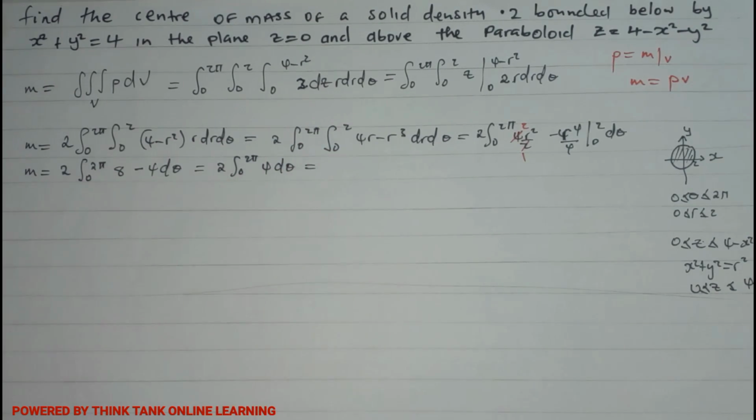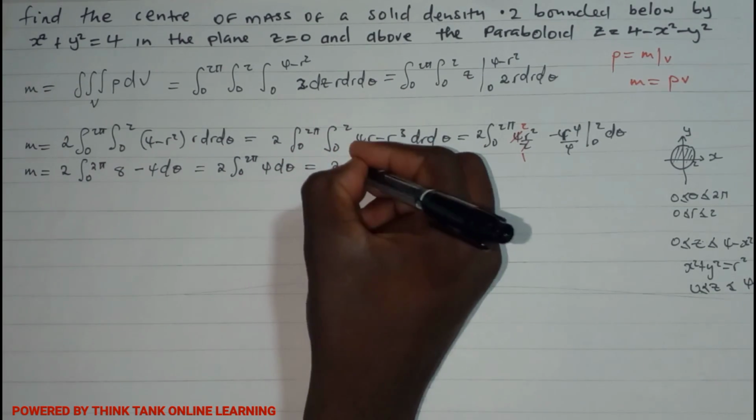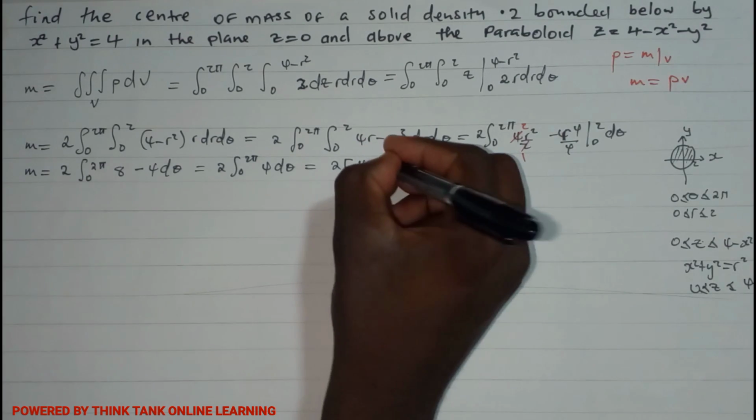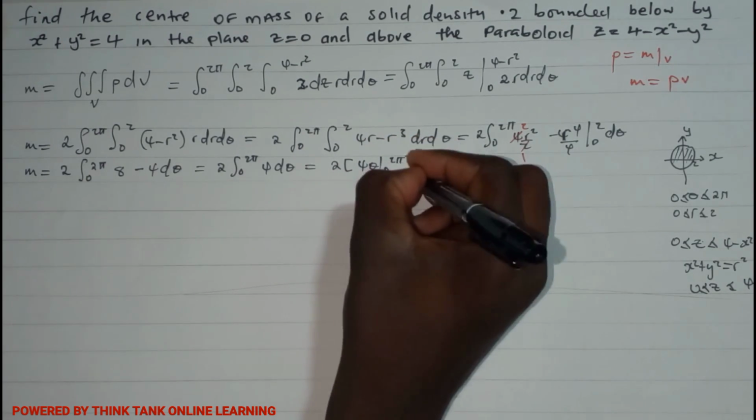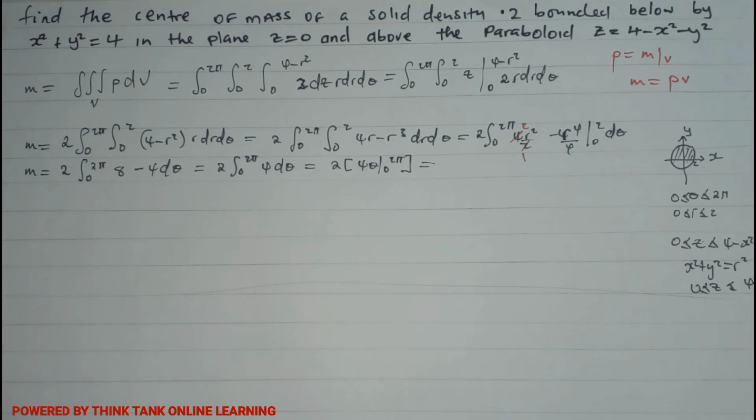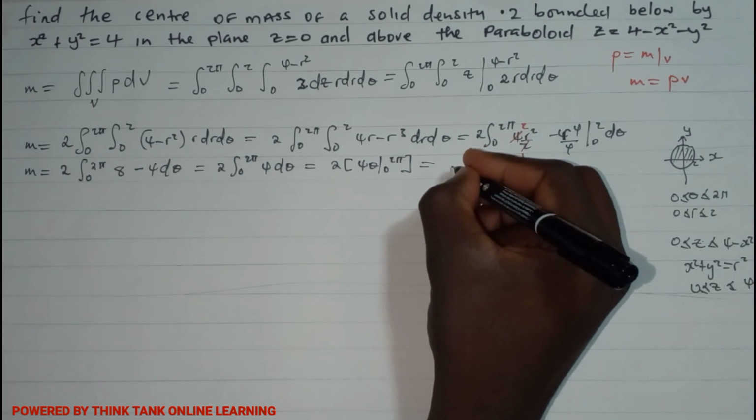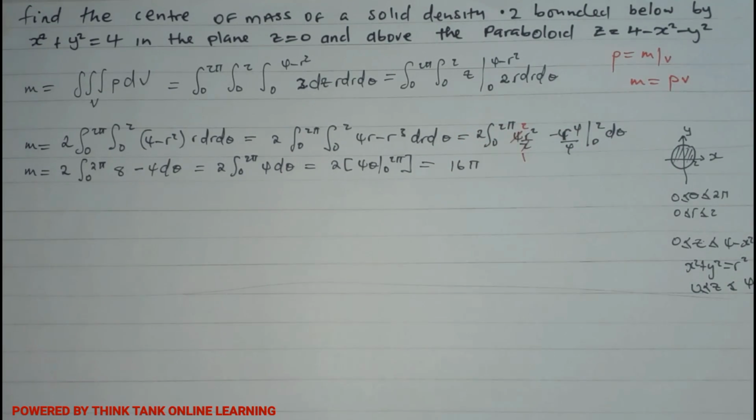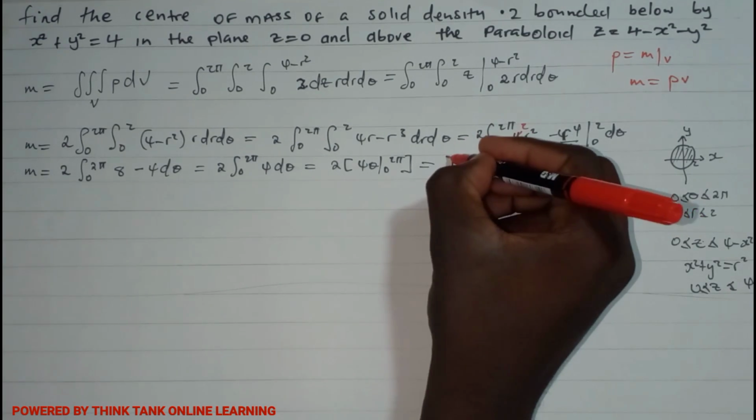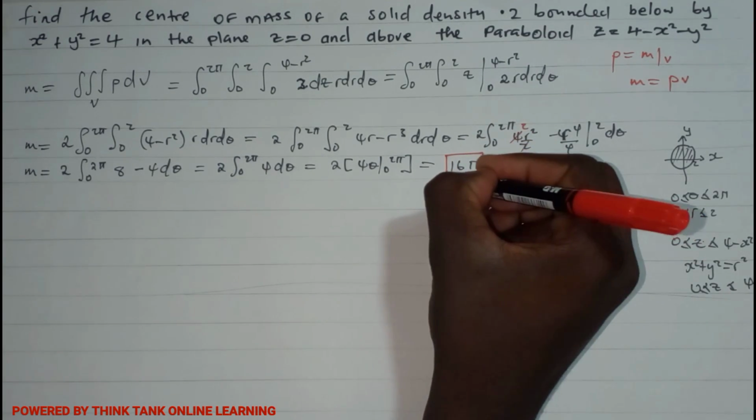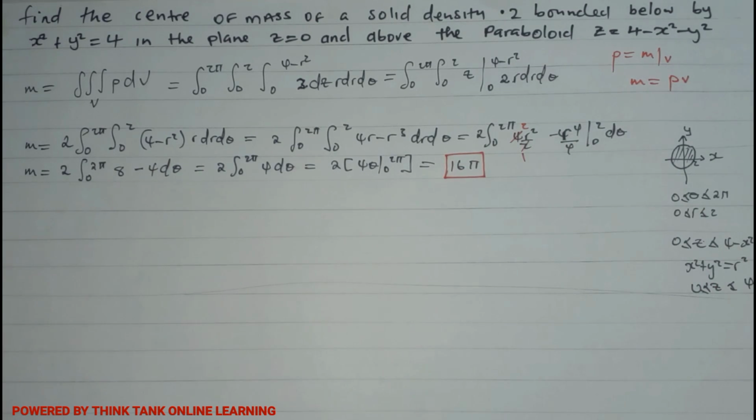Now it's time we integrate with respect to theta. We're going to have 4 theta from 0 to 2 pi for the limits, and if we say upper bound minus lower bound, we're going to get 16 pi. So 16 pi is the volume. Now I want to find the center of mass.